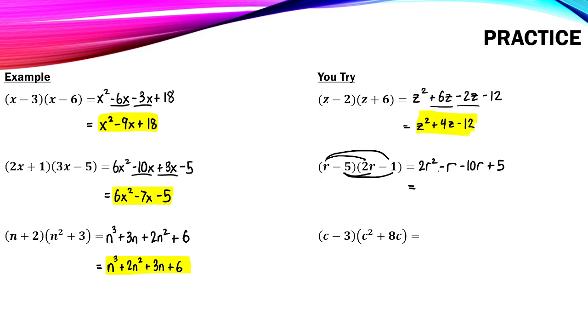So when I combine the r's together, those are the only thing I could combine. This would give me 2r squared minus 11r plus 5. So that's what we should get for the second one.